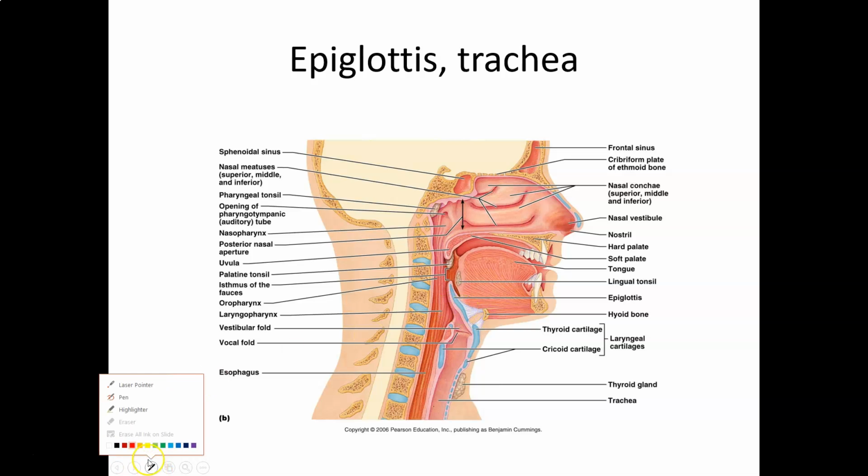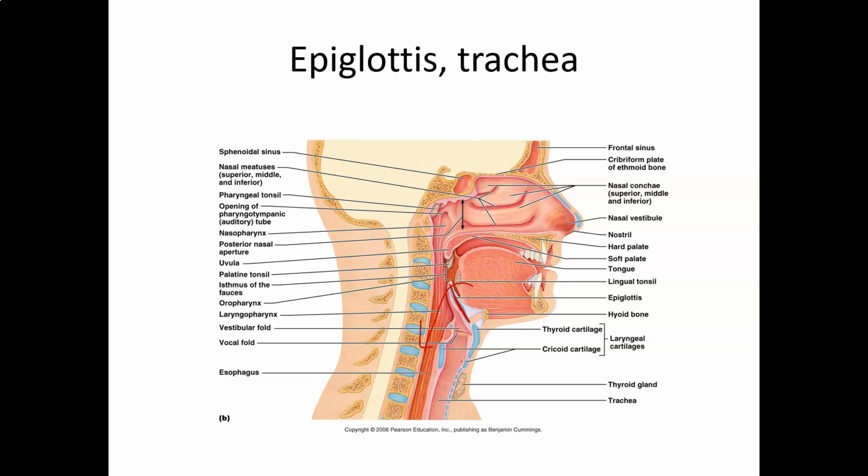And let me get my little marker going, because I know how much y'all love my marker. So it folds down so that it covers the opening like so, and that way your food has no choice but to go down the esophagus back there in the back. And then the place that it's at here in this picture, that is where it is when you're just breathing, and so that opens up the airway so that you can actually breathe.